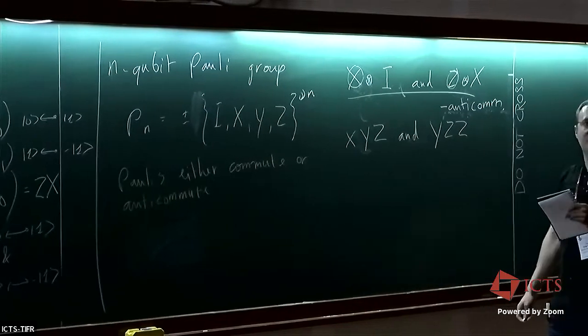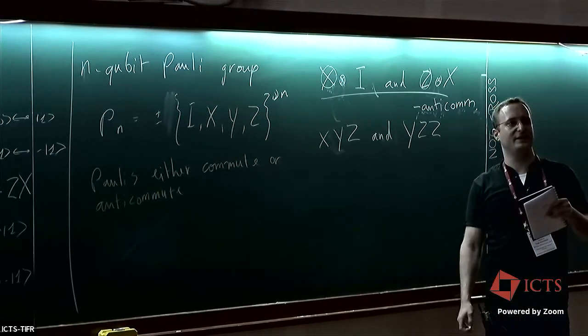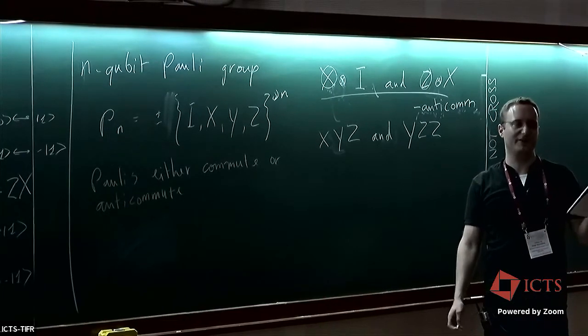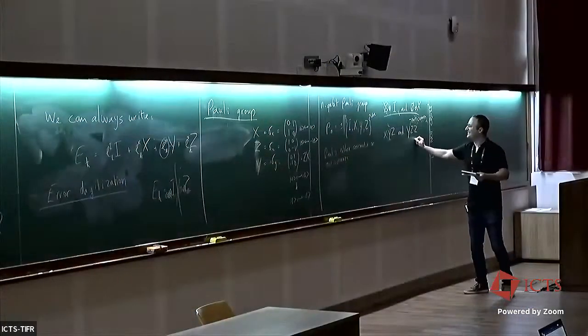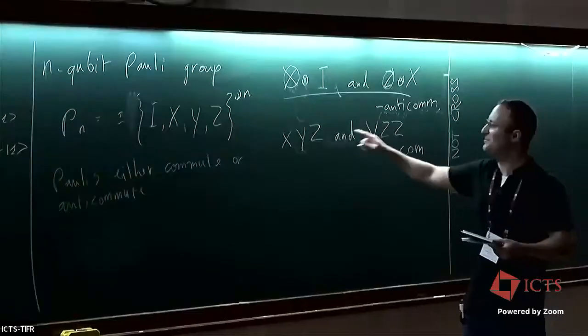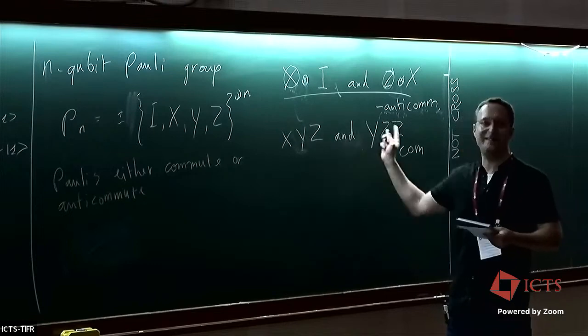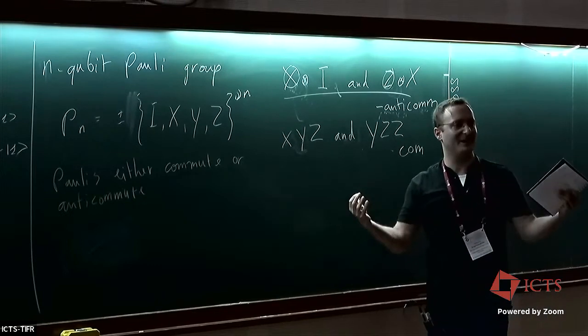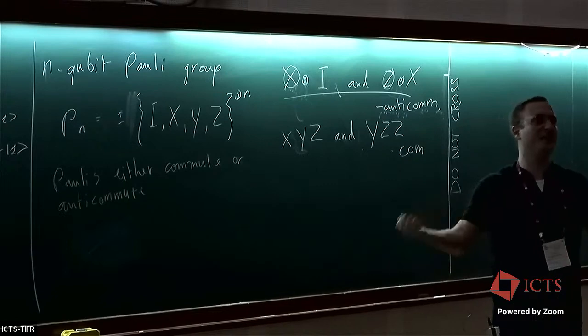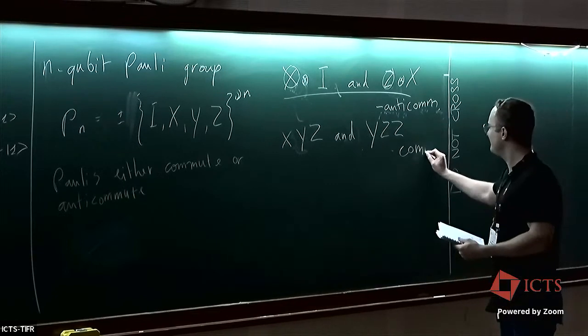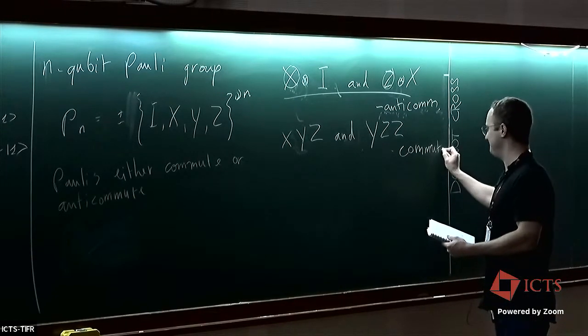Who says commute? Everyone has to raise their hands at least once. This is the rule. Did I say commute or anti-commute? Who says anti-commute? Okay, they commute. They commute because Z commutes with Z, X anti-commutes with Y, and Y anti-commutes with Z. If you have two Paulis that anti-commute, together they will commute. You can just try it out.